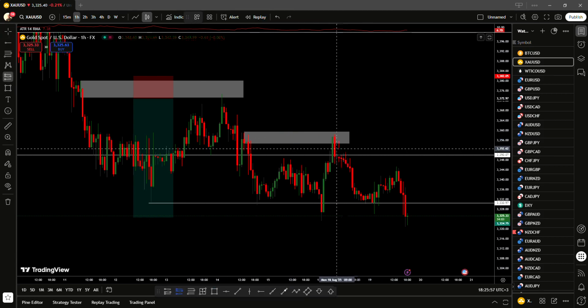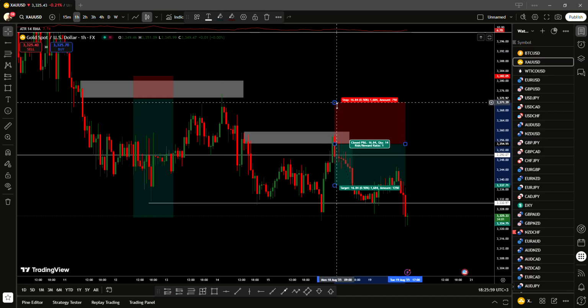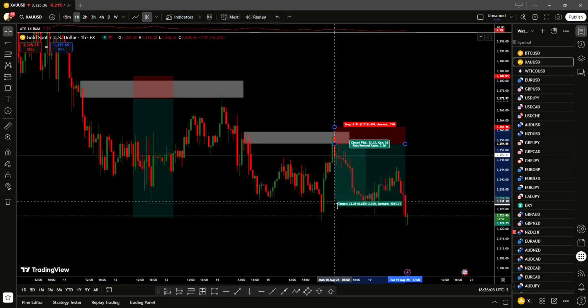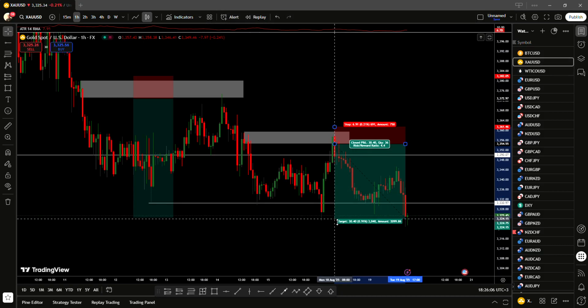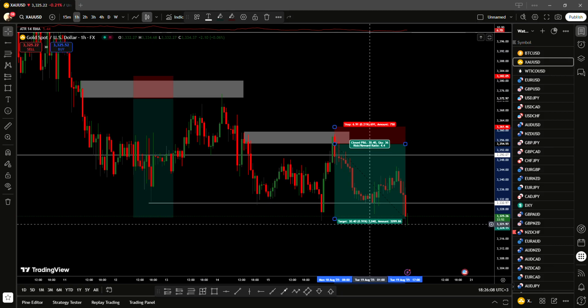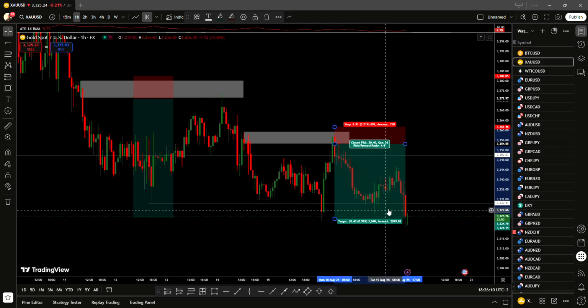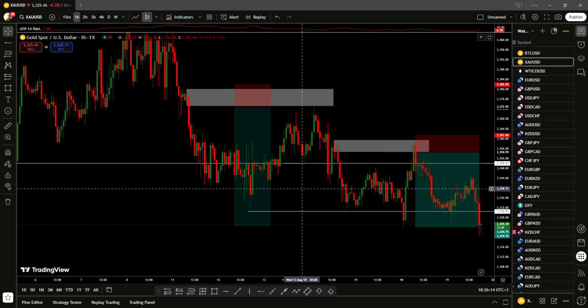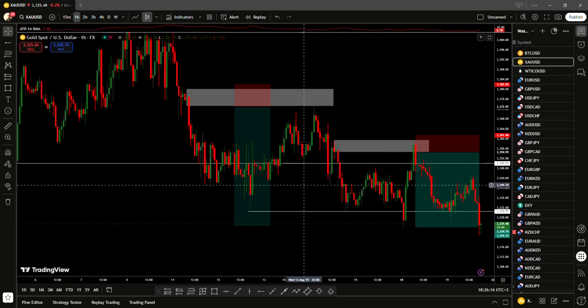So what do we do? Put a stop loss slightly above and then target the previous low, which is 1:4, 300 pips. You got around 500, and here you got 300 pips. So that is around 800 pips, all combined just in one simple move with one simple setup.